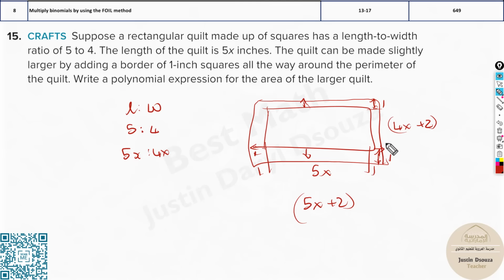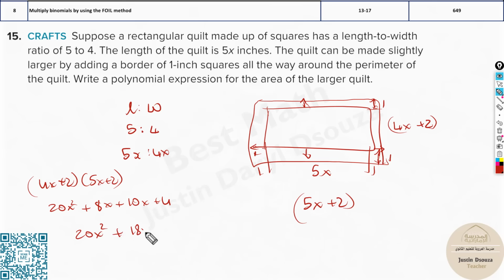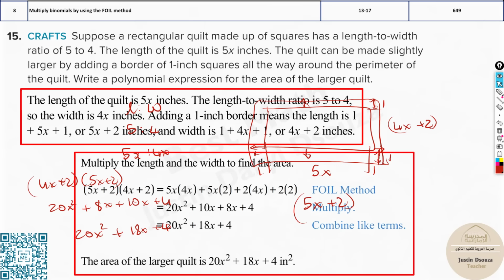These are your dimensions. Now you just have to multiply them up. 4x plus 2 is multiplied with 5x plus 2. Now you can do this by 20x squared plus 8x plus 10x plus 4. The answer is 20x squared plus 18x plus 4. This is your final answer. So that is the area for this particular dimension.